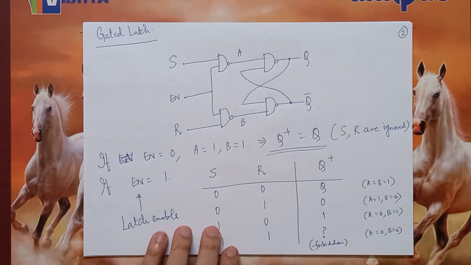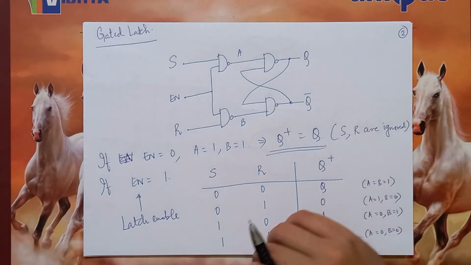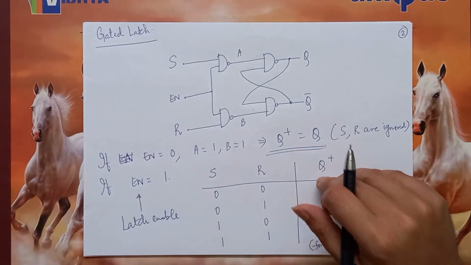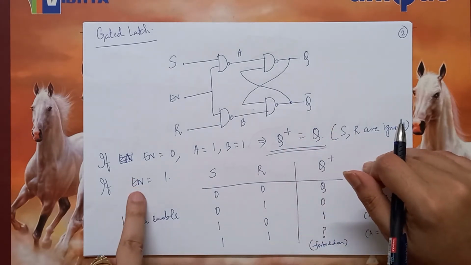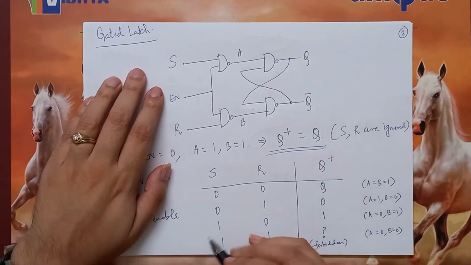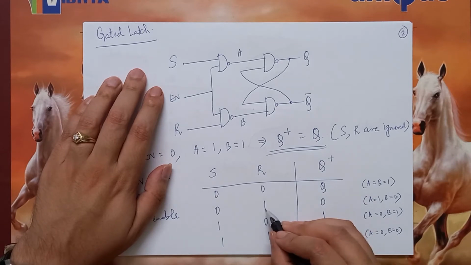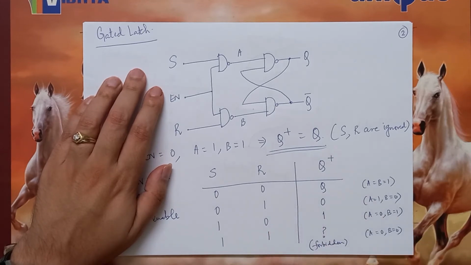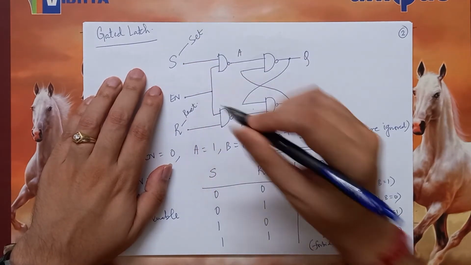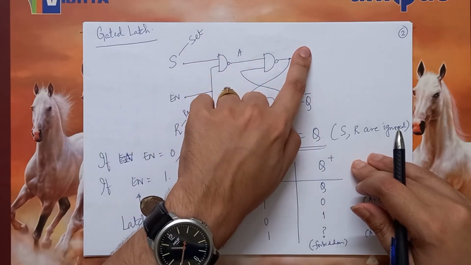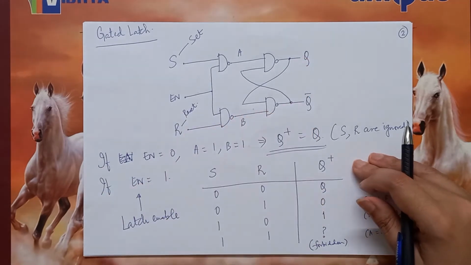Is that fine? Now let's come to why these are called S and R. Initially, I had said let us name these S and R, and later we will see why they are named like that. When enable is equal to 1 and S is equal to 1, we see the next state is 1. Whereas when R is equal to 1, the next state is 0. So S is called a set input and R is called a reset input. Set means the output or the state goes to 1. Reset means the state, that is Q, goes to 0.